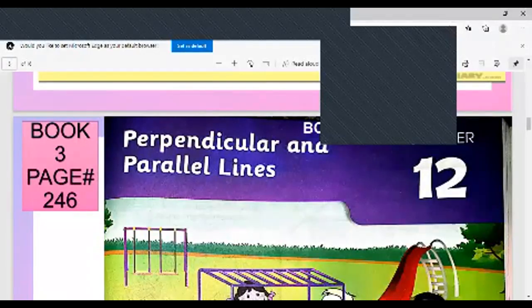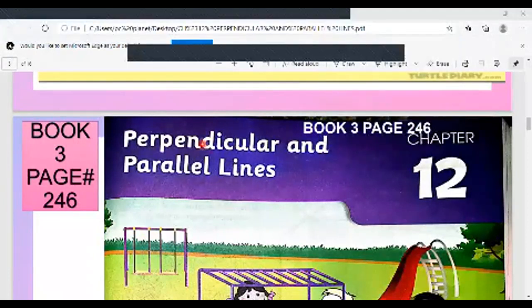Book 3, page number 246. It's written on the screen as well. Okay, now I have started my recording as well.